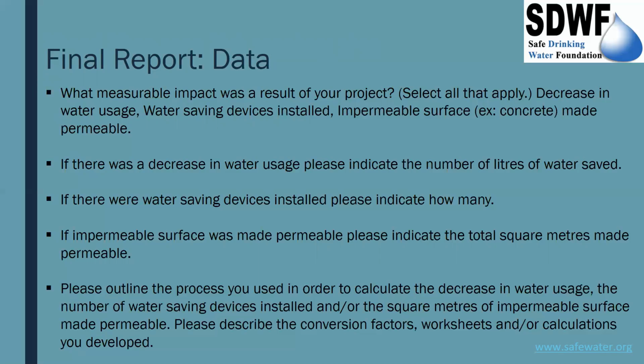So if there are water saving devices installed, it's great to include that information, but that's not sufficient. You don't want to just put that in because then you wouldn't get marks for that part. Please outline the process you used to calculate the decrease in water usage, the number of water saving devices installed, and or the square meters of impermeable surface made permeable. And describe the conversion factors, the worksheets, and or the calculations you developed.